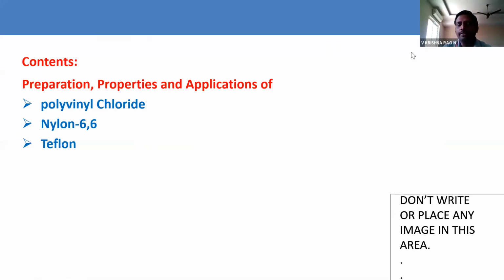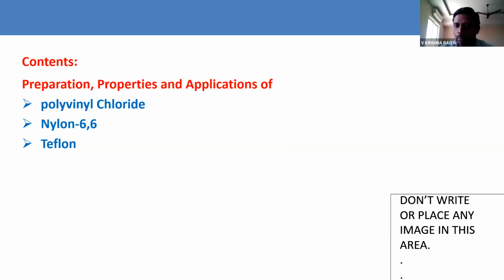Okay, in the last class we discussed polyvinyl chloride. Today we are going to discuss the preparation, properties and applications of nylon 6,6 and Teflon. The last one we have is Bakelite. With that, we have completed these preparations, and the last topic is biodegradable polymers. With that, we'll complete the CA1 syllabus. Coming to the preparation of nylon 6,6.